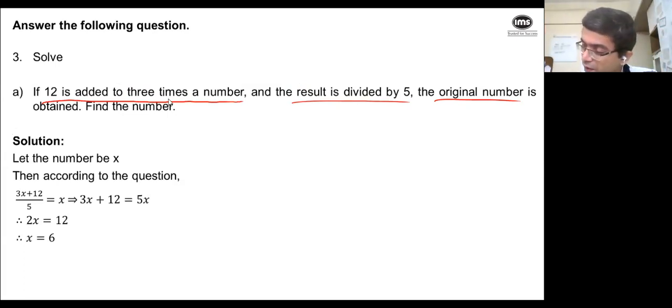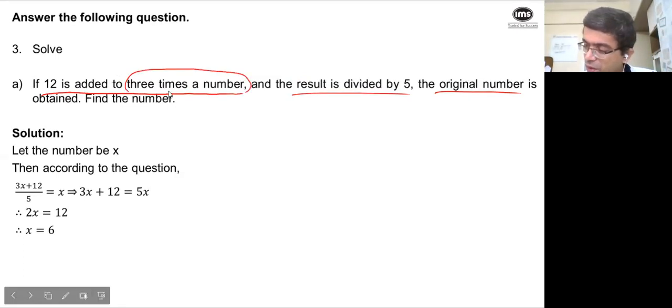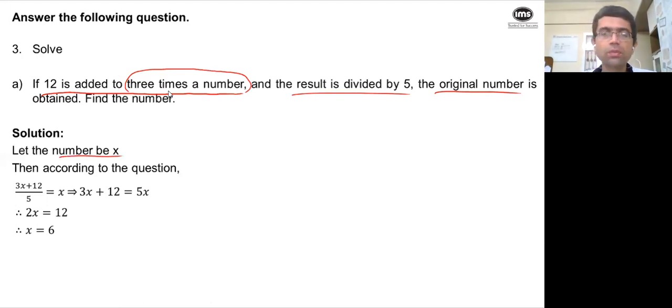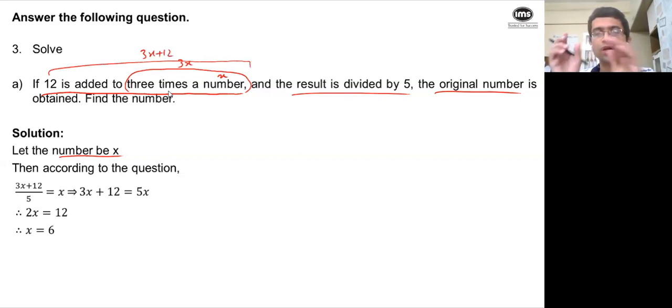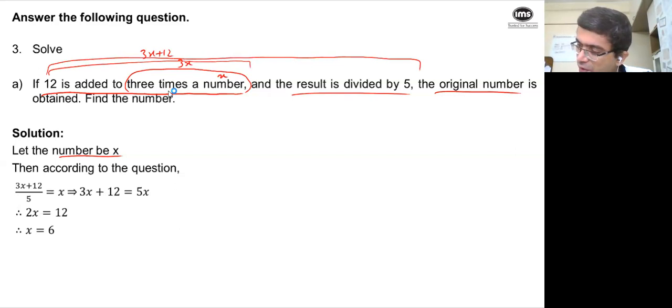So 12 is added to 3 times a number. So first of all, I am going to assume the number to be x. So if the number is x, 3 times the number becomes 3x. Adding 12 to it becomes 3x plus 12. So this is how I start with a small part and keep expanding it, right? So x, 3x, 3x plus 12, and finally the result is divided by 5. See how I am going inside out, and hence what I should get is 3x plus 12 upon 5.